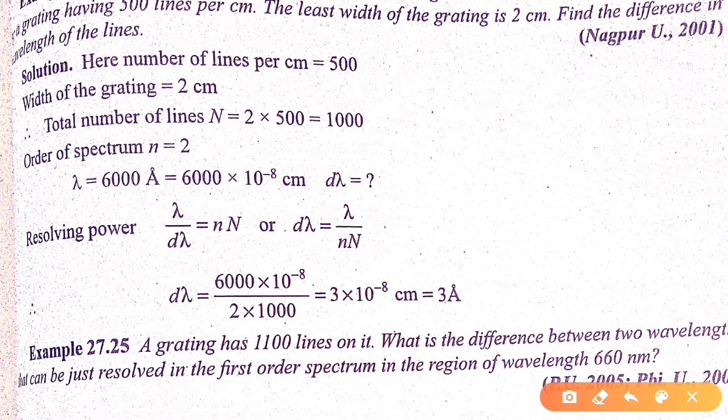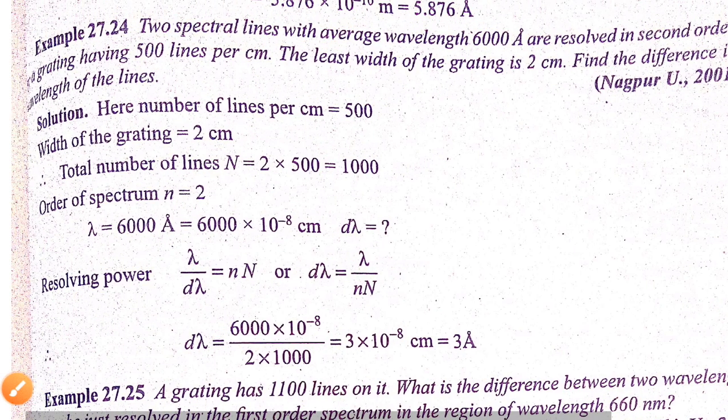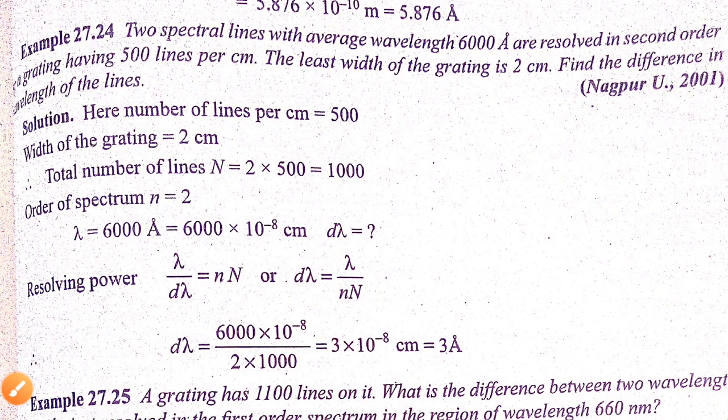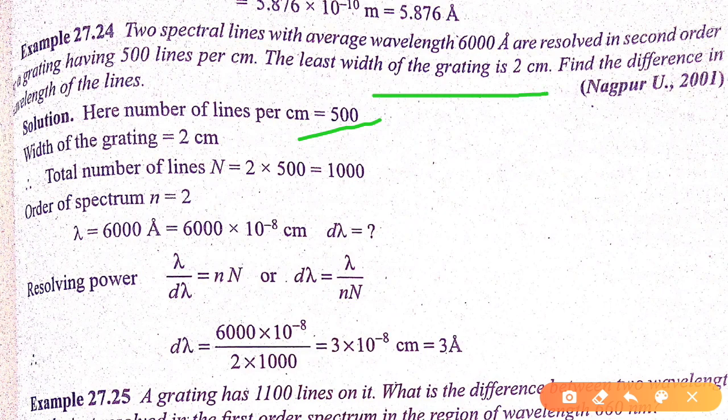Here the number of lines per centimeter is given. In 1 centimeter there are 5000 lines, but the least width of the grating is 2 centimeter. So the total number of lines is 2 into 5000, that is 10,000. For the order, it is the second order, so n is equal to 2, lambda is given as 6000 angstrom, and we have to find d lambda.